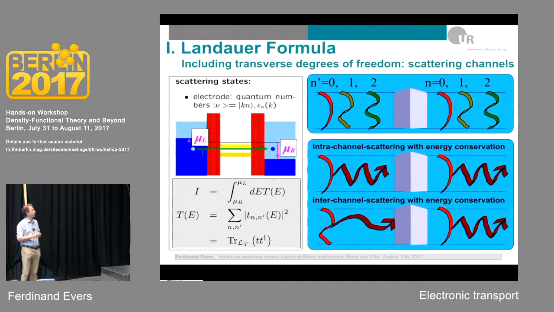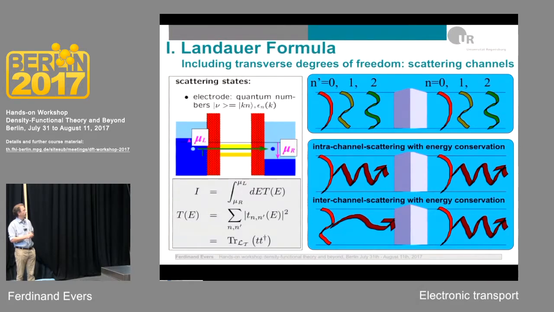One immediate consequence that we can see here is already the following. If the bias voltage is very small, so if the chemical potential of the left and the right-hand side is almost the same, meaning it's almost like the equilibrium chemical potential or the Fermi energy, then the current is proportional to this difference multiplied with the transmission probability at the Fermi energy, and that's actually what we call a conductance in proper units.